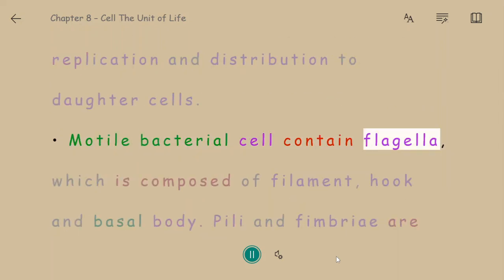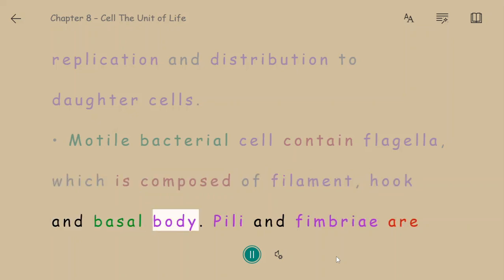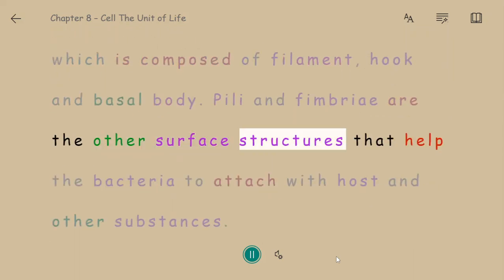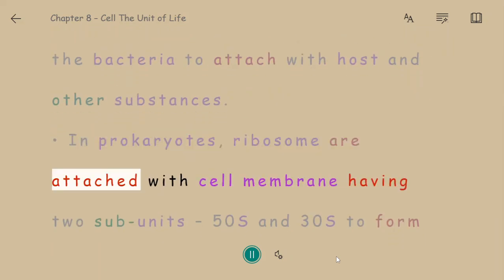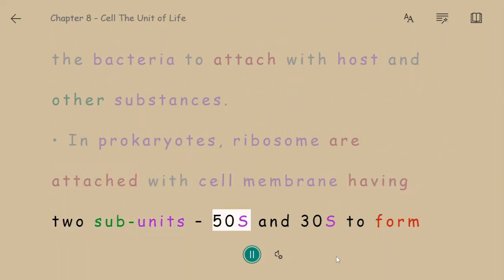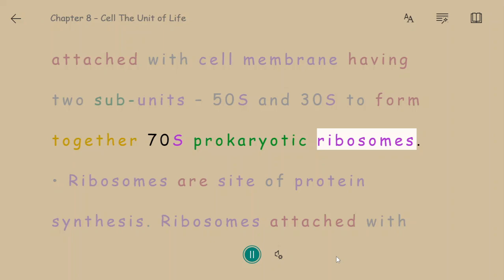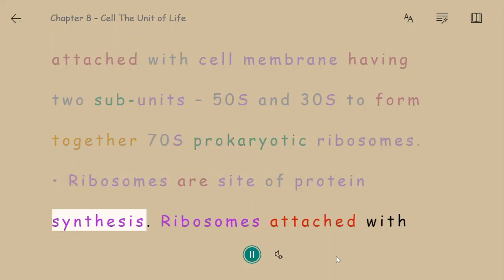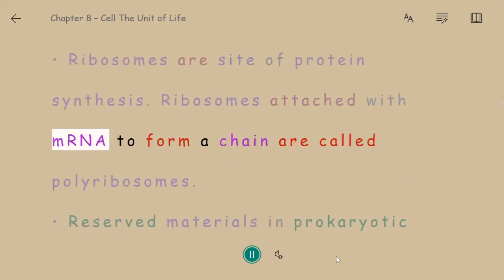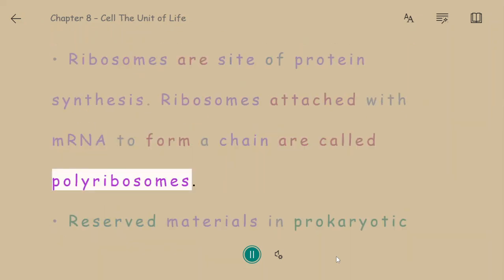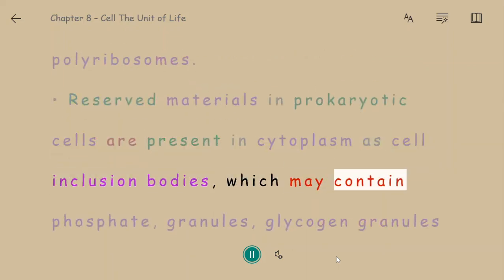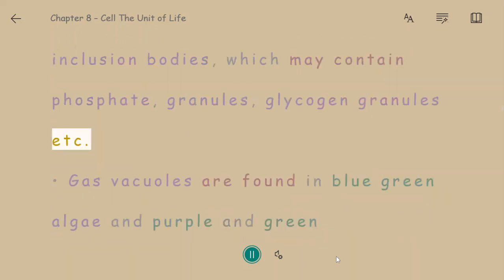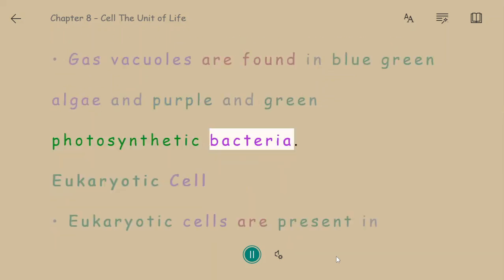Motile bacterial cells contain flagella, which is composed of filament, hook, and basal body. Pili and fimbriae are the other surface structures that help the bacteria to attach with host and other substances. In prokaryotes, ribosomes are attached with cell membrane, having 2 subunits, 50S and 30S, to form together 70S prokaryotic ribosomes. Ribosomes are the site of protein synthesis. Ribosomes attached with mRNA to form a chain are called polyribosomes. Reserved materials in prokaryotic cells are present in cytoplasm as cell inclusion bodies, which may contain phosphate granules, glycogen granules etc. Gas vacuoles are found in blue-green algae and purple and green photosynthetic bacteria.